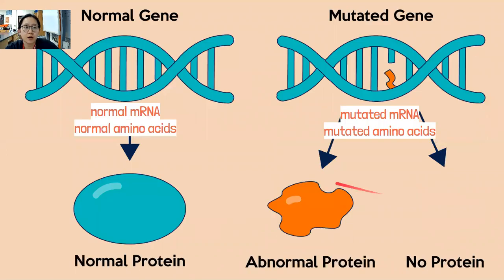So for example, if you compare a normal gene to a mutated gene, you'll make a normal mRNA through transcription, and then you'll make a normal amino acid sequence through translation, and you'll get a normal protein at the end, which is the product you want. On the other hand, if you have a mutated gene, you can get mutated mRNA and mutated amino acids, and you can get an abnormal protein, or sometimes it can just result in no protein at all.